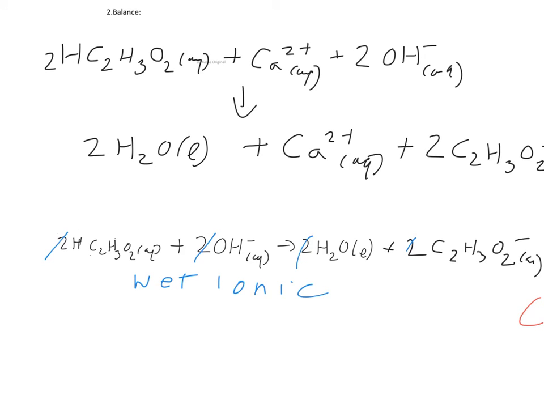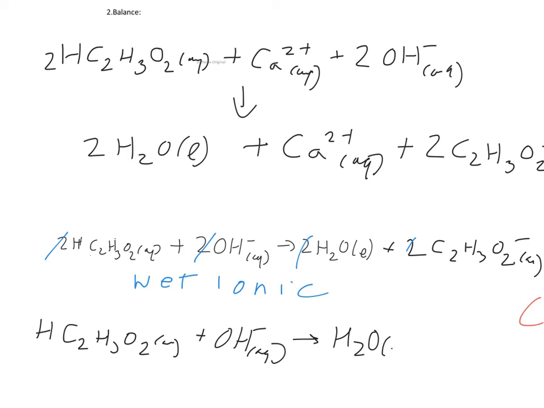So your net ionic would simply be acetic acid aqueous plus hydroxide aqueous yields water liquid plus the acetate ion. And I hate styluses. I don't want to raise a storm about it, but you should. Write down storm, S-T-O-R-M, storm.